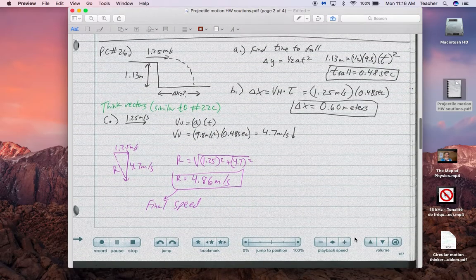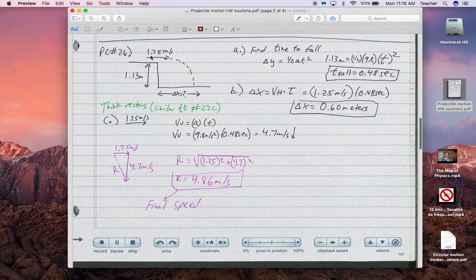For number 26, here we're given the horizontal speed. We know the height. We don't know this distance. But we're asked to find the time to fall here, and again, same way we've done before. Now we find the horizontal distance the same way we've done before: horizontal speed times time. This was very similar to 22C.